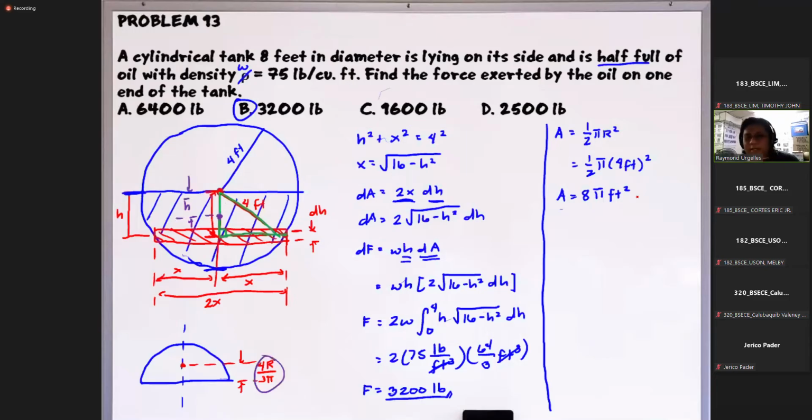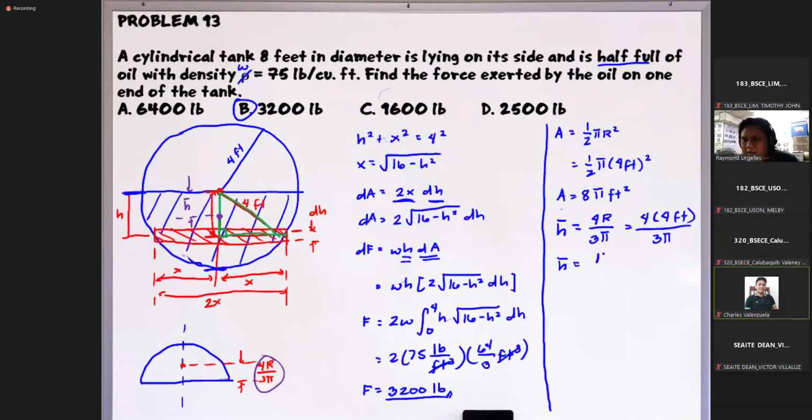So kaya pag sinolve natin to, diba? So we have h bar, so this is equal to 4r over 3 pi. Okay, nakuha ba? So again, radius natin ay 4 feet. So again, 4 feet. So this is divided by 3 pi. Okay? So pag sinolve natin to, so you will get 4 times 4, so divided by 3 pi. Okay? So then you will get 1.698. So gawin ko na lang tong 16 over 3 pi. So then this will be in feet.